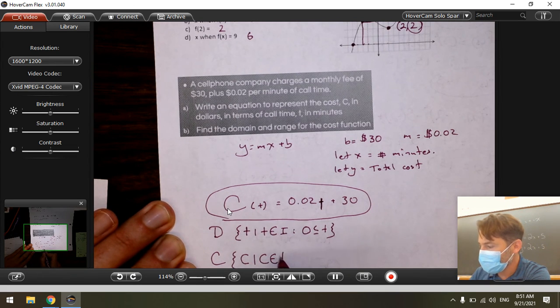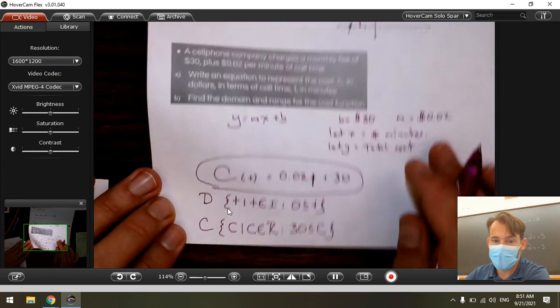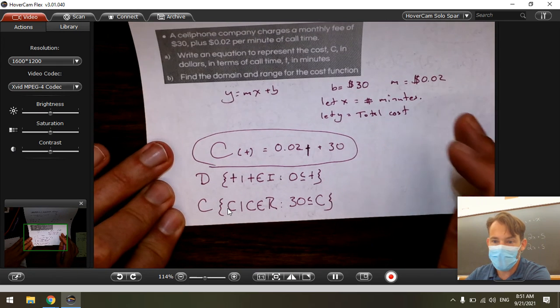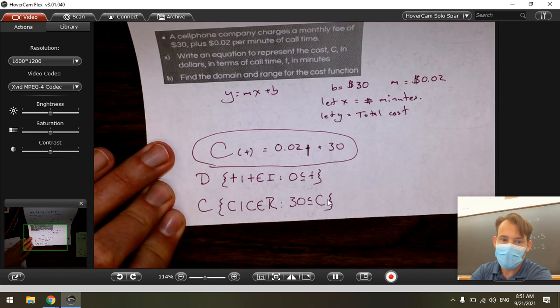Cost is of the reals, because we can have pennies and things. And cost, it's going to be 30 is less than or equal to the cost. Cost can't be below 30. Okay? And that's done, final answer. And I'll put that up so that everyone can see. And then we will say, that's function notation. That's a wrap.